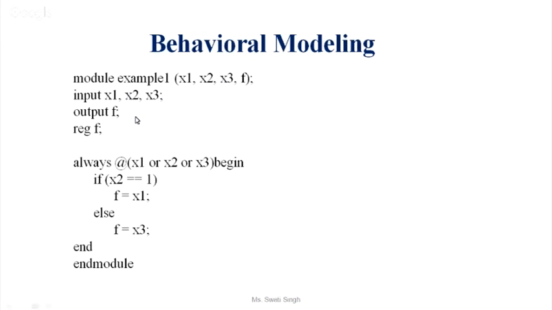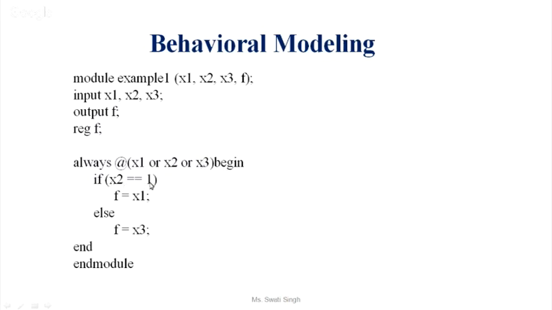In behavior modeling, we have to take a register of the same name as your outputs. Such as if your output is F, you have to take a register of the same name F. Now, always @, means it works when there is any change in x1, x2 or x3. So when there is a change in x1 or x2 or x3, then it will begin.